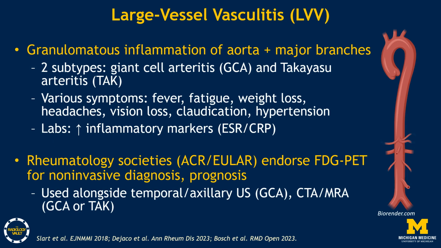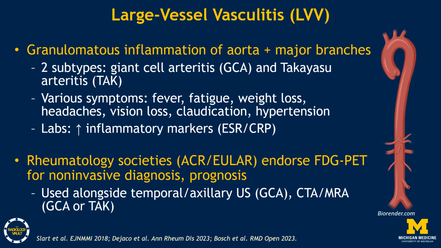So what is large vessel vasculitis pathologically? It consists of granulomatous inflammation of the aorta and major branches. So there are actually two subtypes that have very different imaging and demographic features. Those are giant cell arteritis and Takayasu arteritis. Symptoms can be nonspecific, sort of systemic symptoms, sometimes neurologic or vascular symptoms. Labs might just show elevated inflammatory markers, but often the diagnosis is not cinched until some imaging is obtained.